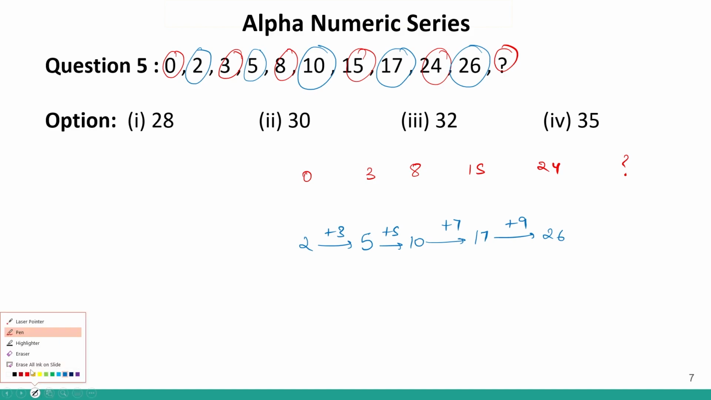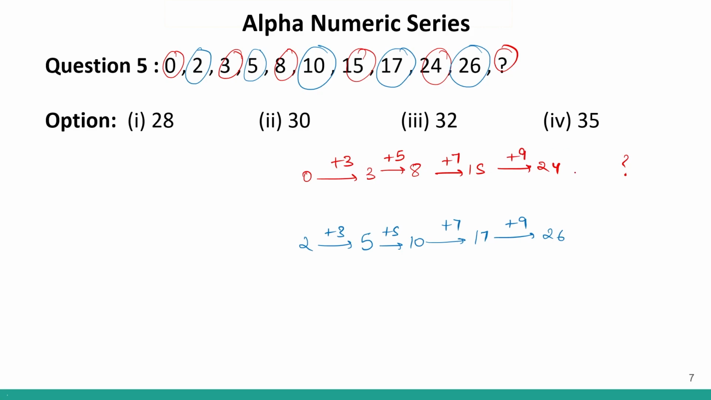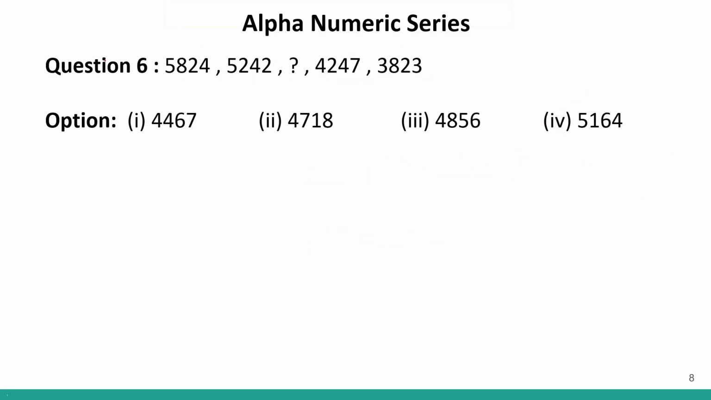So for the first series also, let us look at this. 0 to 3 is plus 3, 3 to 8 is plus 5, 8 to 15 is plus 7, 15 to 24 is plus 9. So the next number will be plus 11. If I add 11 and 24, I will get 35, which will be my answer. Answer will be option number 4, 35. Clear? Option number 4, 35 will be your answer. Moving on to question number 6.